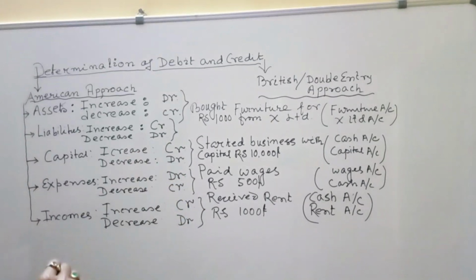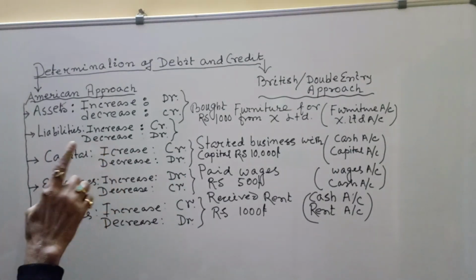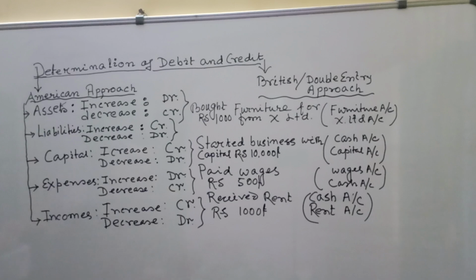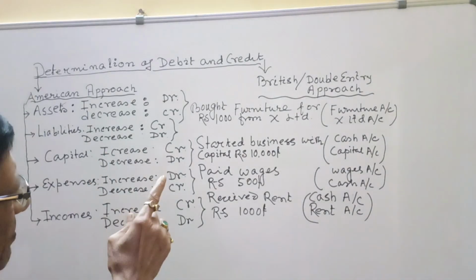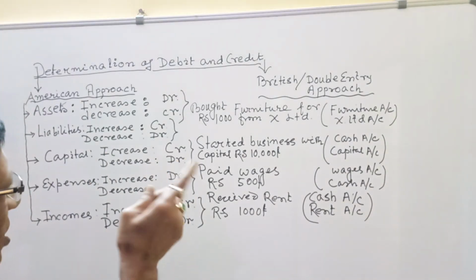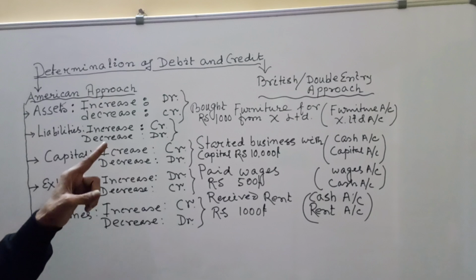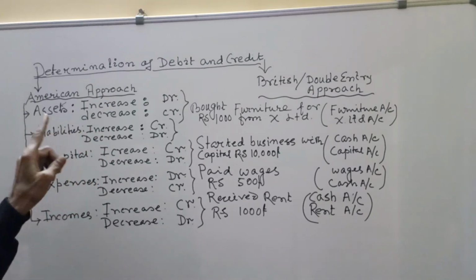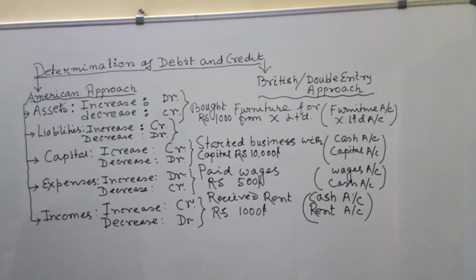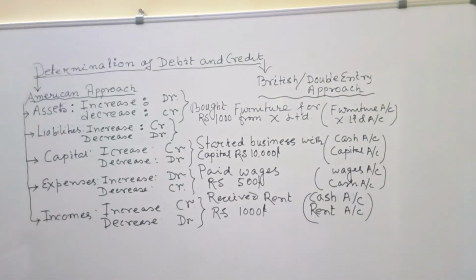So our ultimate journal: for the increase in the value of the furniture, the furniture account is debited. For the increase of the liability towards X Limited, it will be credited. So the natural journal entry as per this American approach will be: Furniture Account debit to X Limited, rupees 1000 each.